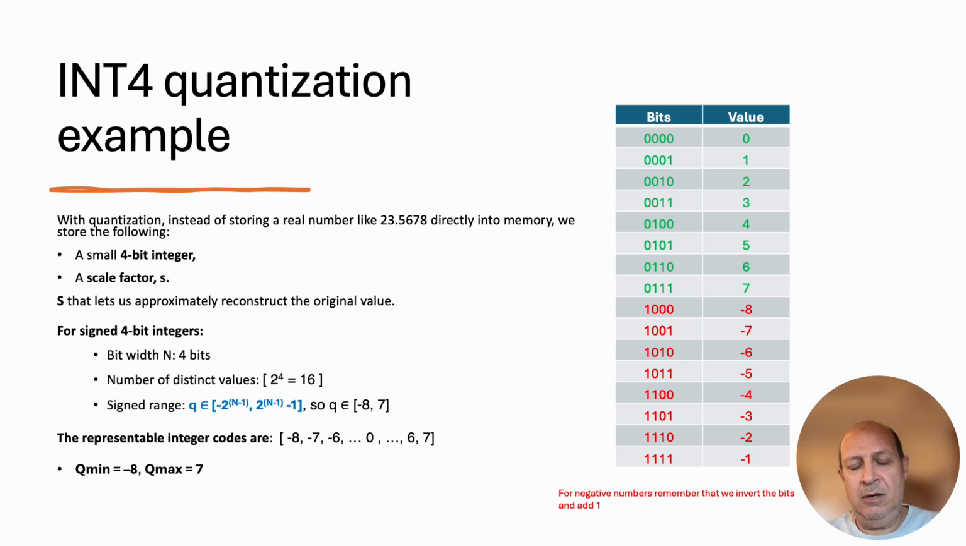As we can see here, it is asymmetrical because we have 8 values on the negative side and 7 values on the positive side, and we have 0 in the middle. So the representable integer codes are -8, -7, -6, all the way to 0, and then all the way to 6, all the way to 7.